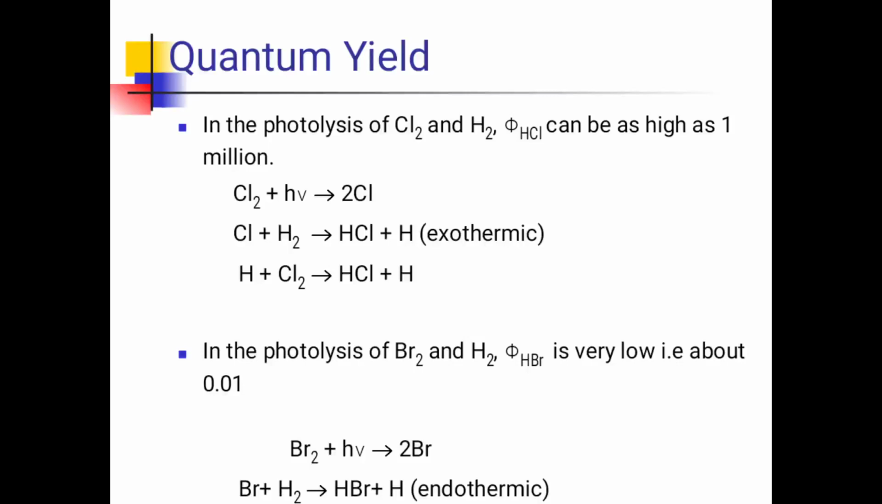At the same time, in the photolysis of bromine reacting with hydrogen, the phi value, phi meaning quantum yield, is very low, that is 0.01. Bromine photolysis forms 2 bromine atoms. Again, the bromine atom reacts with a hydrogen molecule to form hydrogen bromide and a hydrogen atom.